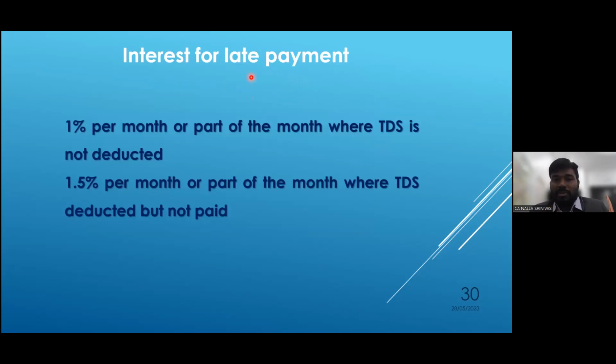Then coming to interest for late payment, 1% per month or part of the month where TDS is not deducted. Suppose we need to deduct the TDS and pay by the 7th of next month, and we have not deducted and also not paid, then 1% per month. If we have deducted the tax from the particular employee, contractor, or profession but not paid, then 1.5% per month or part of the month where TDS is deducted but not paid. So these two are clear, where it is 1% and where it is 1.5%.